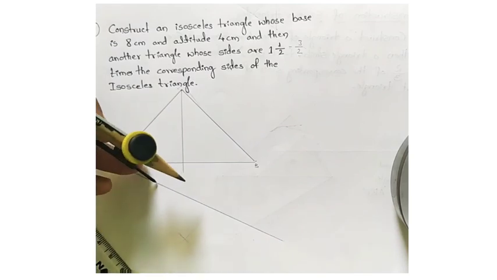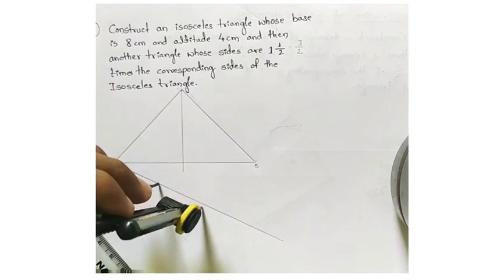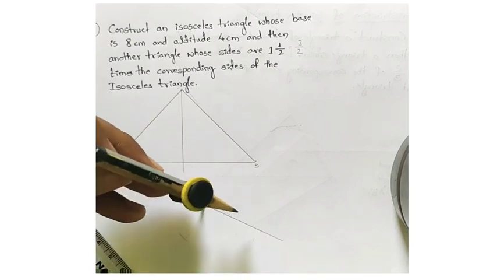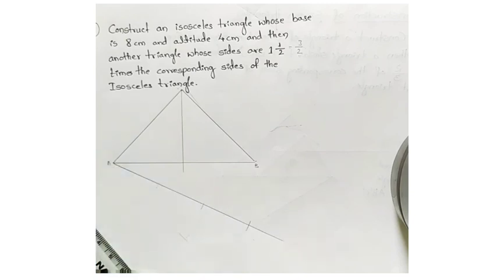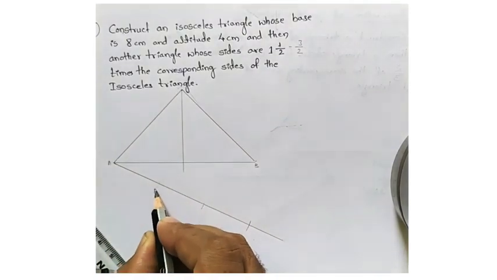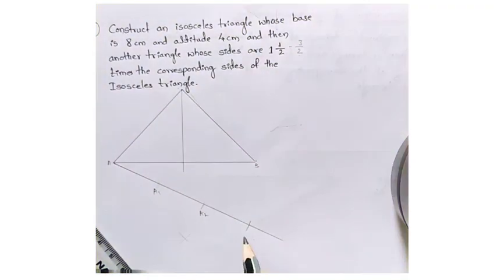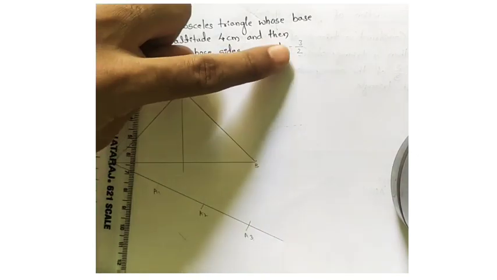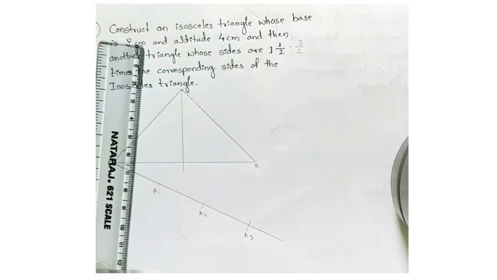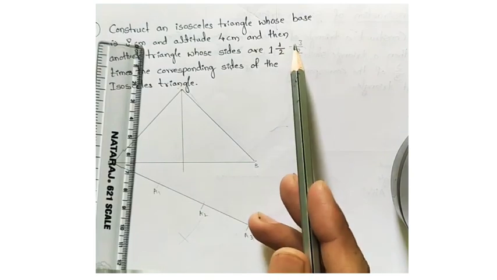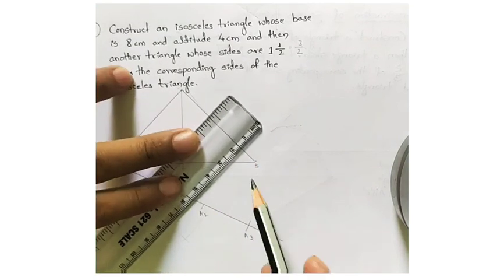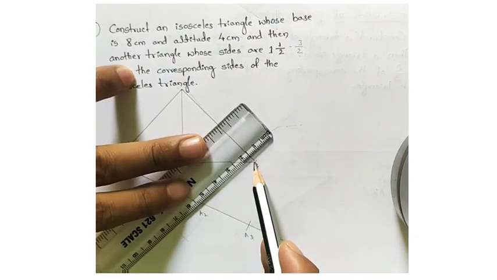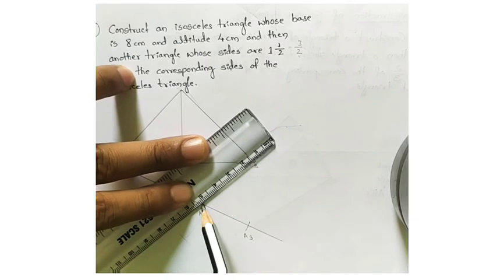1, 2, 3. Okay, so name them A1, A2, A3. Okay, so the denominator represents the given triangle and the numerator represents the similar triangle. So 2 parts from the given triangle. So what you have to do? From 2 you join the base side, that is B.